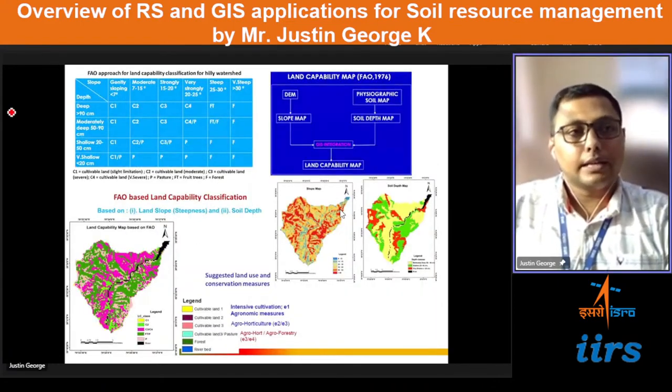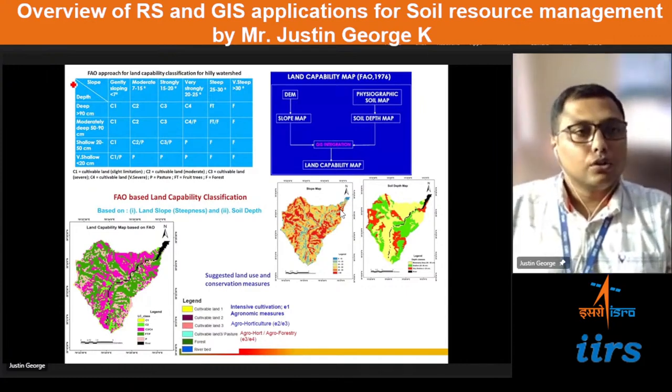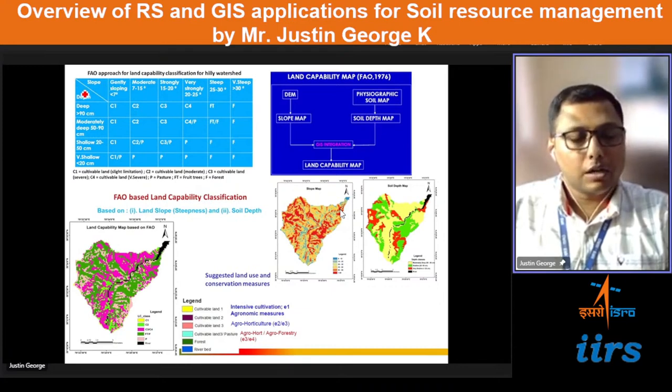Similarly, for hilly and other regions, there is an FAO approach mainly for land capability classification, especially with respect to hilly watersheds. For hilly watersheds, the attempt has been mainly based on the slope as well as the depth. The combination of slope and soil depth mainly determines the suitability of a particular piece of land in hilly terrains for different types of applications. If the slope is less than 7 degrees and the depth is more than 90, it comes under category C1, that is, cultivable land with only very slight limitation with respect to these factors.